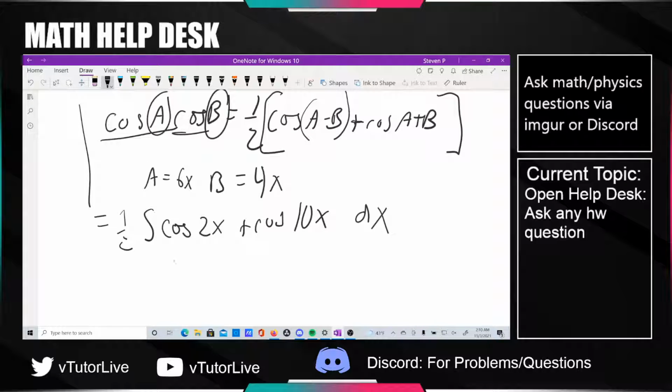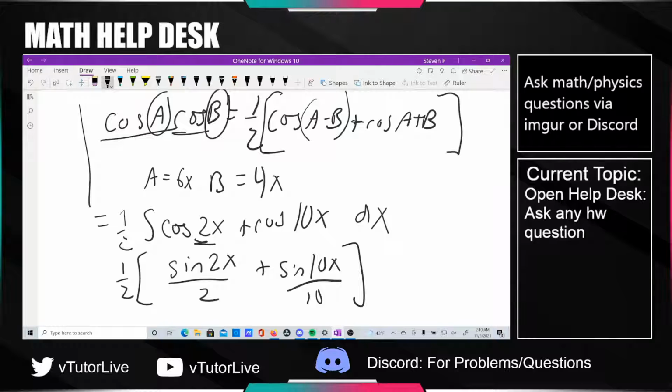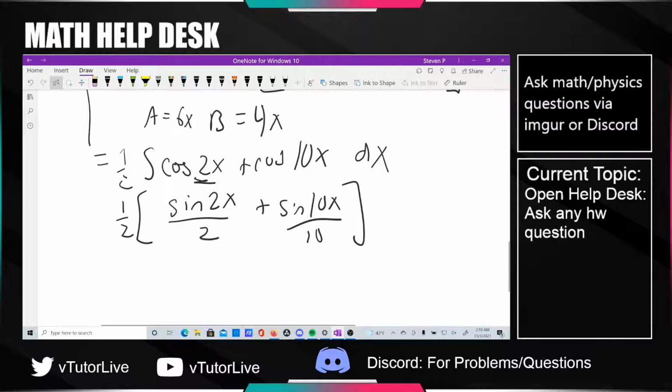At this point, you just need to remember to use the chain rule. That's about the only subtlety here. You've got to divide by 2 because there's this 2 here, and I think you've got to divide by 10 because there's this 10 here. Sound about right?